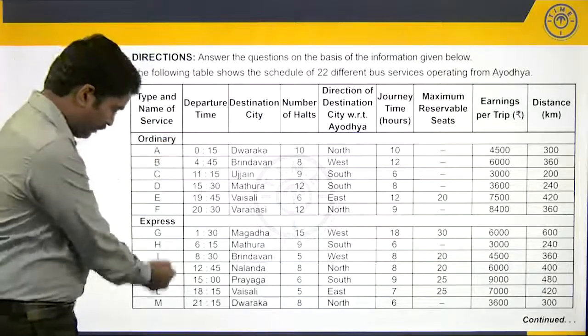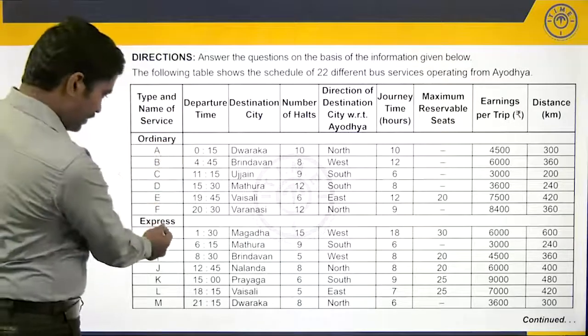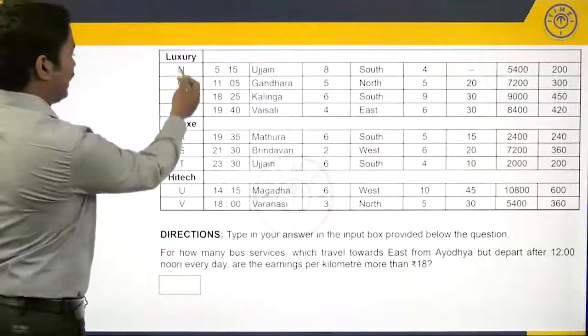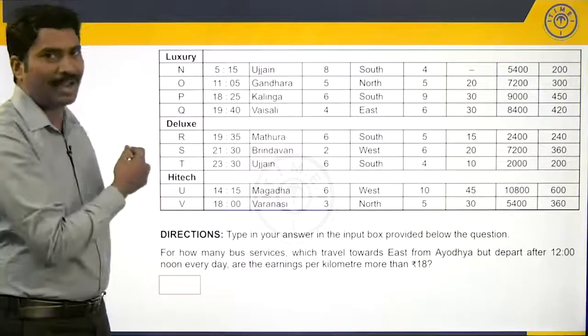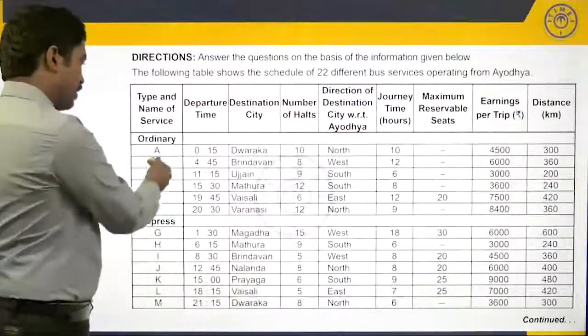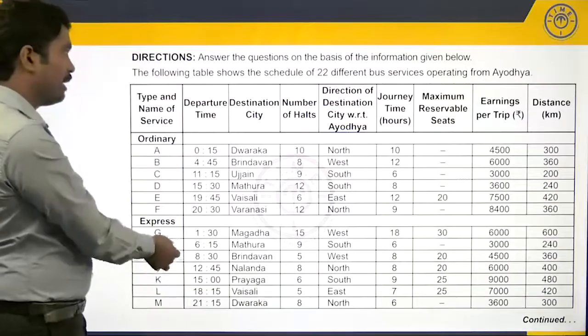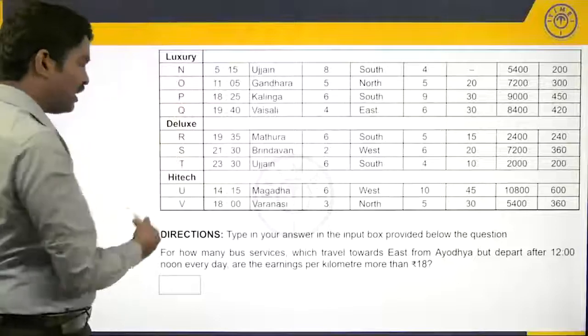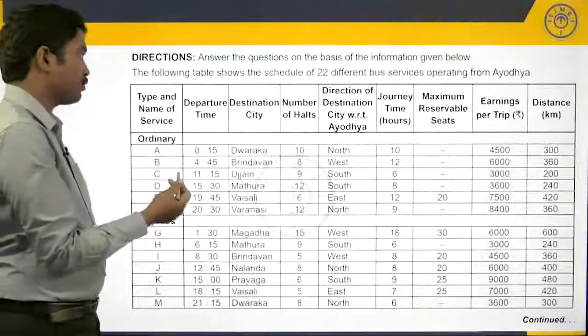Type and name of service. There are ordinary services, express services, luxury services, deluxe services, and high-tech services. And there are lots of buses, with service numbers A, B, C, D, E, F, G, H, I, J, K, L, M, N, O, P, Q, R, S, all the way till V. So there are 22 services.